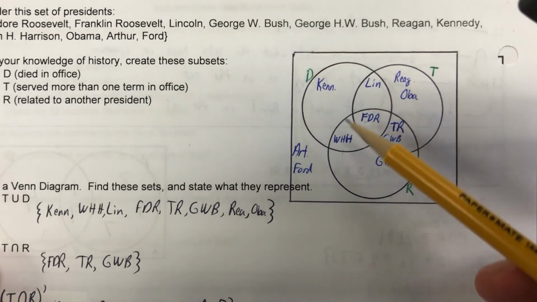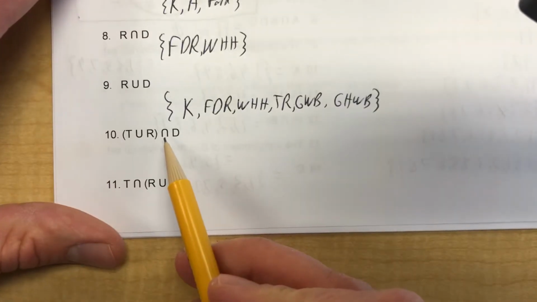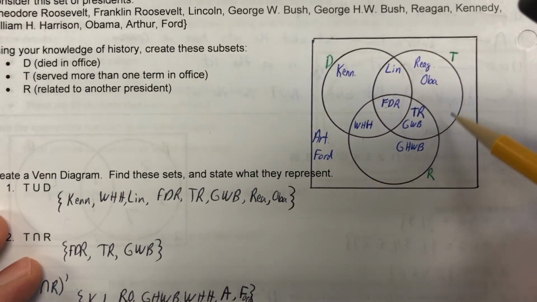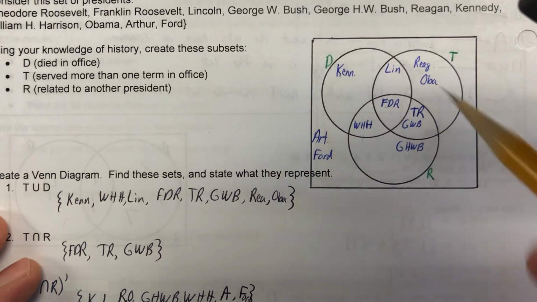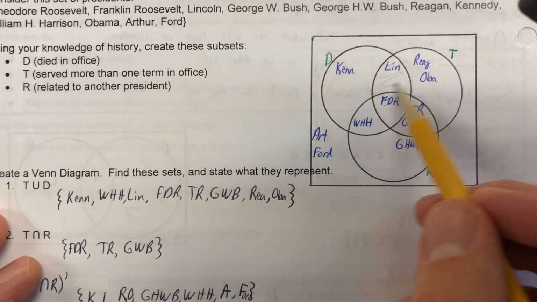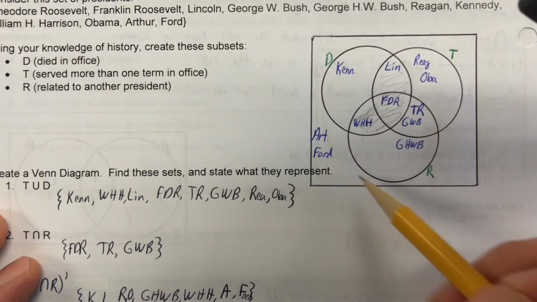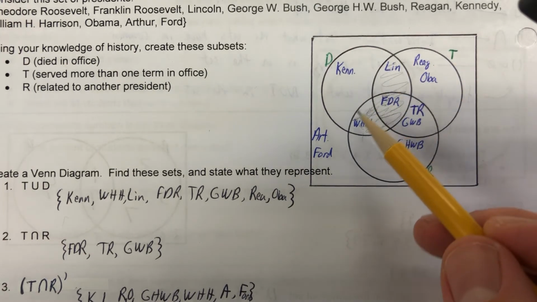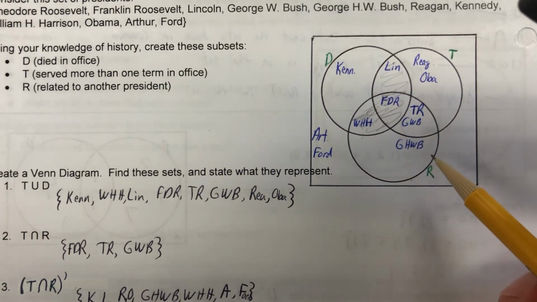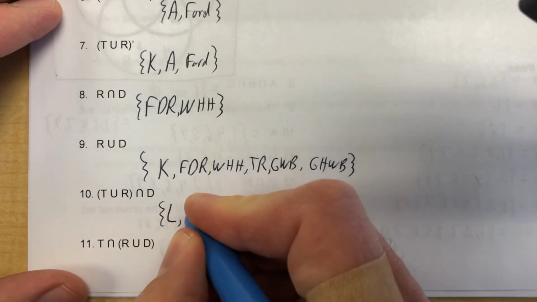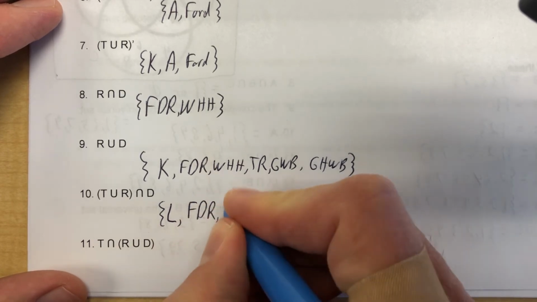T union R. But then I want to intersect everything I just said with D. So really what I'm asking is, which presidents are in these circles that are also in the D circle? So what I'm really doing is this right here. It was the T and the R, all those together, but then I just want to know which of these guys died in office. Lincoln, FDR, and William Henry Harrison. So there's that answer: Lincoln, Franklin Delano Roosevelt, and William Henry Harrison.